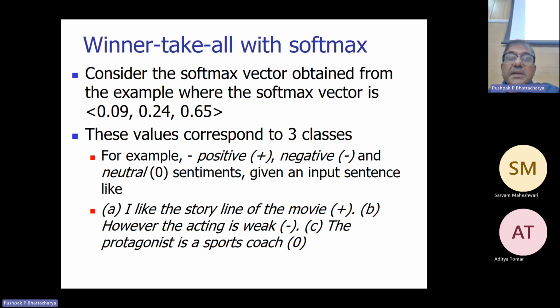Now you might come back and say, so here are the examples. I like the story of the movie. This has positive sentiment. However, the acting is weak. This is negative sentiment. The protagonist, that is the hero, is a sports coach. So this is a neutral sentiment. It doesn't have any positive or negative sentiment. Now I might come back and say that, well, I don't see the need for any probability here. As a human being, I look at the sentence and immediately decide whether it is positive or negative sentiment or not.